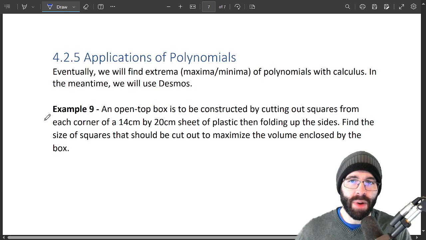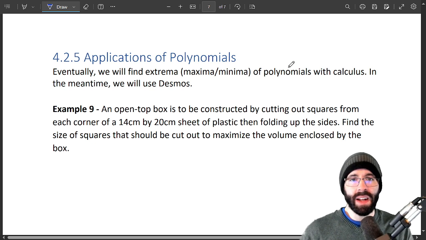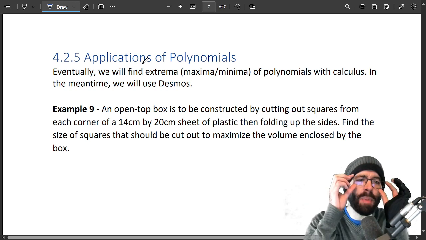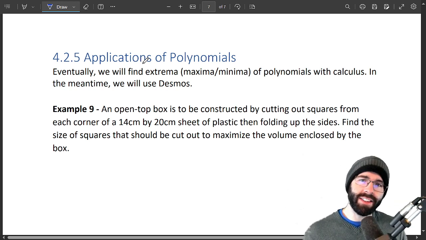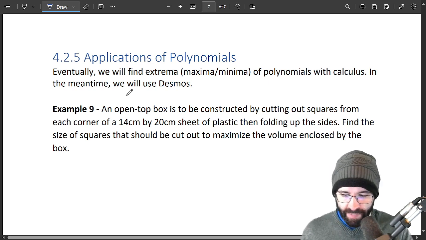And we're going to do some applications of polynomials. Eventually in calculus, we can find the maxima and the minima, also known as extrema, with calculus. And it won't be too bad. It's just a little calculus. But in the meantime, we're going to use Desmos to find the maximum and the minimum.